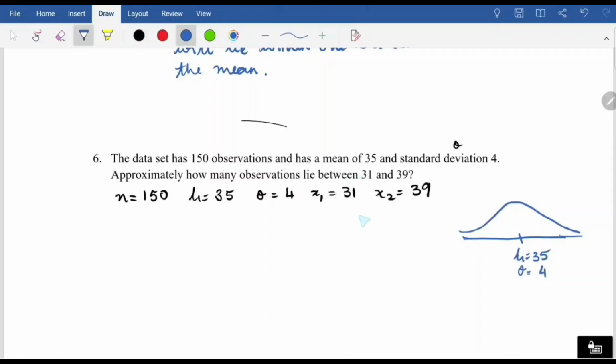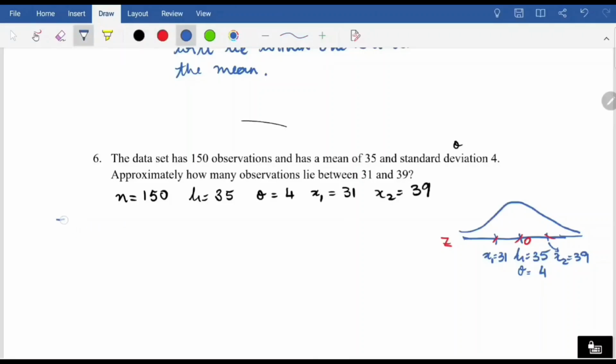And x sub 1, which is 31, will be located to the left of the mean. So let's mark 31 here. That's the x sub 1 value. And this is x sub 2 equals 39. So we have to find the corresponding z values. Now at the center point where the mean is, the z value is always 0, but we have to find the z values at x equals 31 and x equals 39.